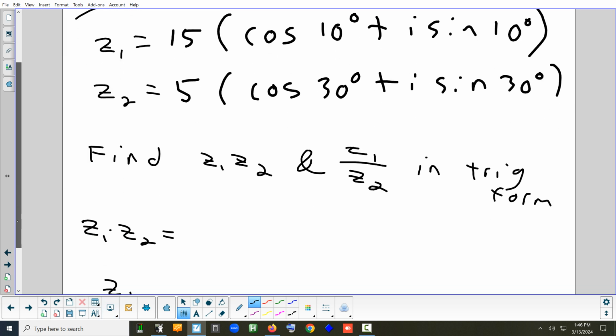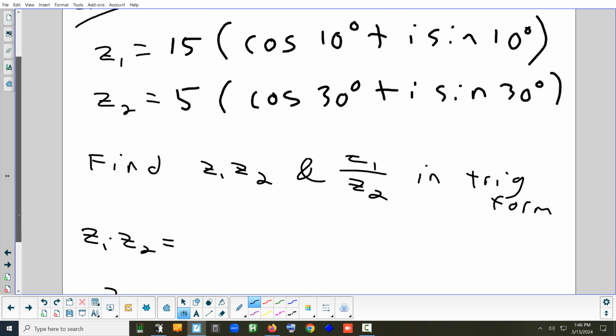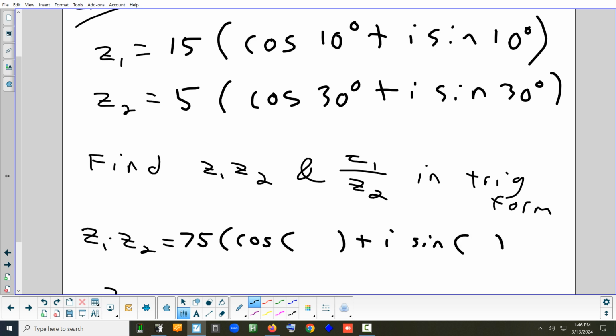All right, let's multiply them together. When you multiply those together, what's your new radius? 75. And what is your new angle? 40. Does everybody agree with that? Okay. So nothing special.